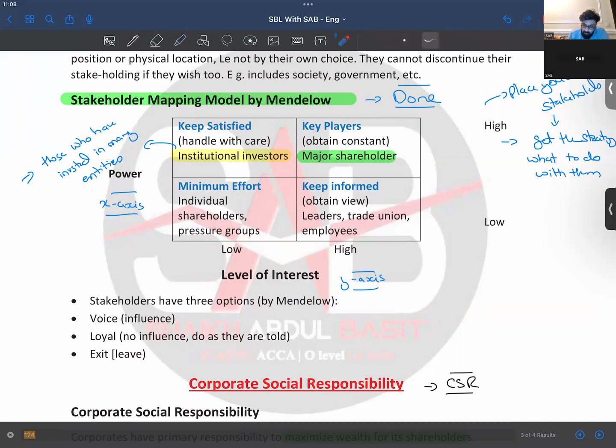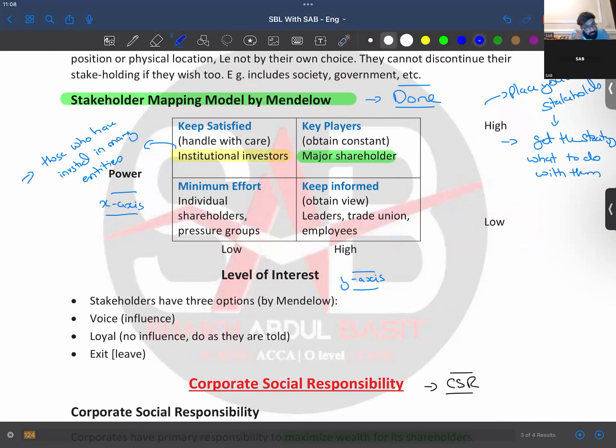Then low power and high interest. I was telling the vice versa. Those stakeholders have a high level of interest, but a low level of power.